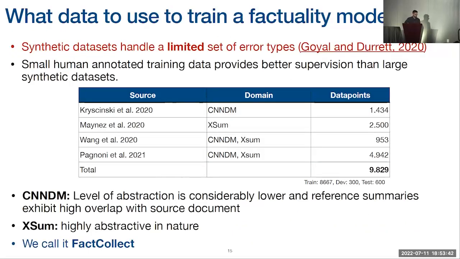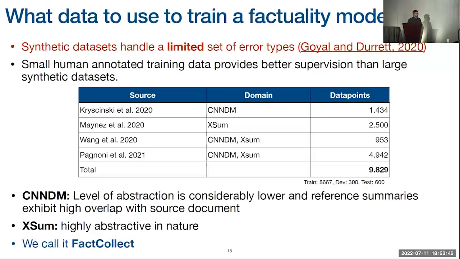And how to train this model? Previous work showed that synthetic datasets can handle only a limited set of errors. So for this work, we gathered human-annotated training data from previous work, and we constructed this dataset that we call FactCollect, which includes CNN/DM and XSum domains, and we use it to train our model.